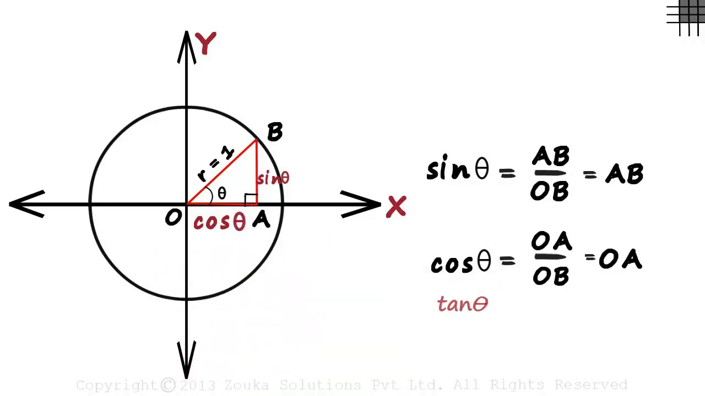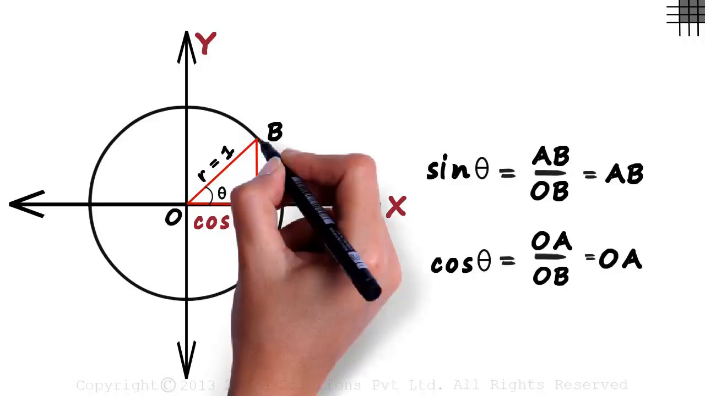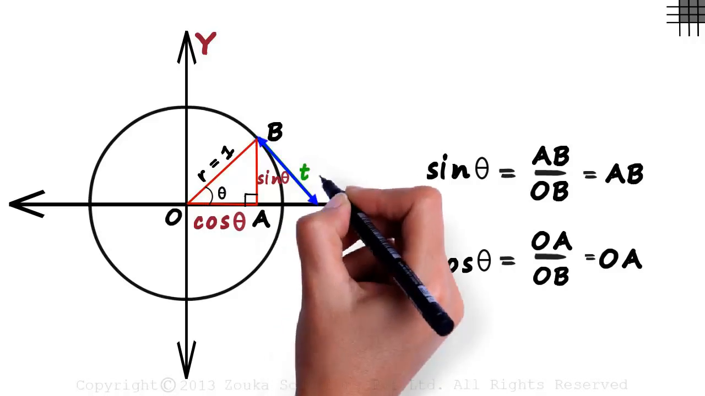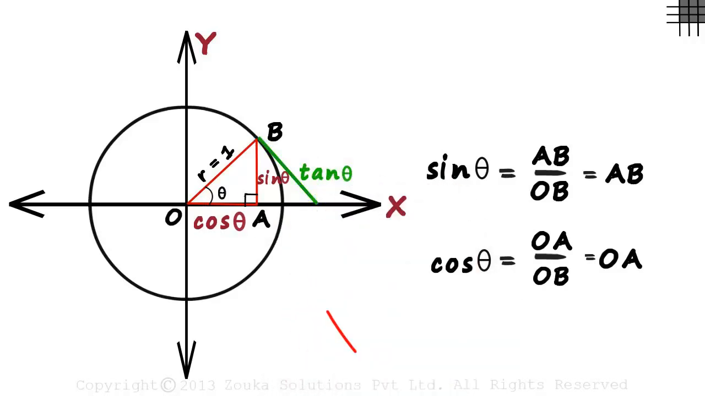What about tan theta? Tan is actually a tangent function. The length of tan theta will be the length of the tangent from point B to the x-axis, which is the length of this green line. This green line touches the circle at just one point, which is point B. This length will be tan theta. From this figure, we have the lengths of sine theta, cos theta, and tan theta. Now to understand the relation between the angle theta and the functions, we just have to try changing the angle theta and see how these three lengths change. We see that in the next part of the video.